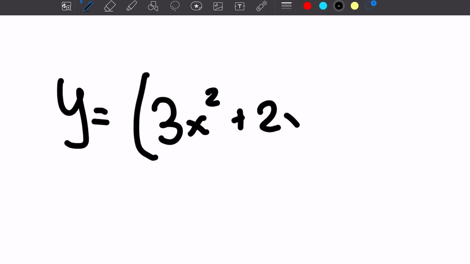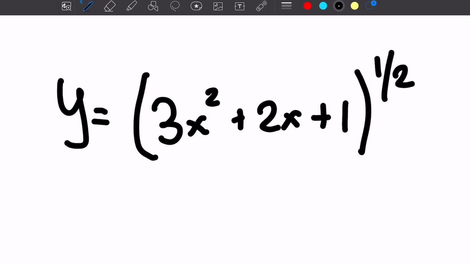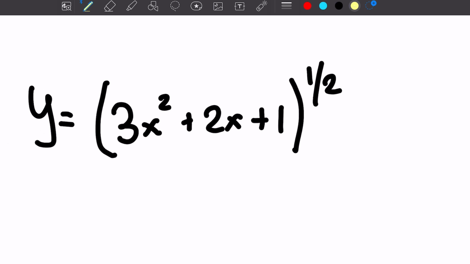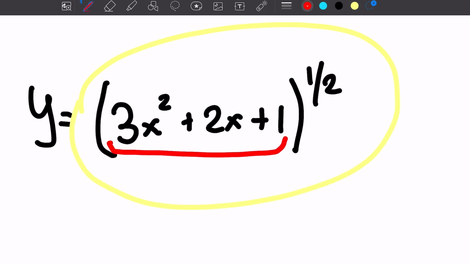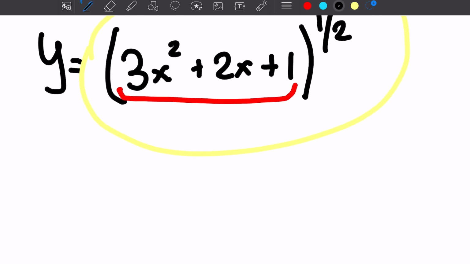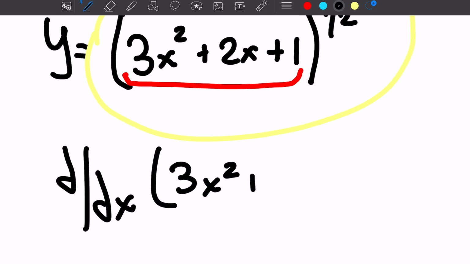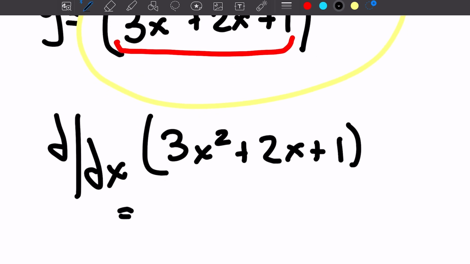So let's continue. Let's say y is equal to 3x squared plus 2x plus 1 to the power of a half. How do we find the derivative of this? So the derivative of this is equal to what? So what we'd have to do is do the inside first. So in this case, we're finding the derivative of the inside, which is 3x squared.